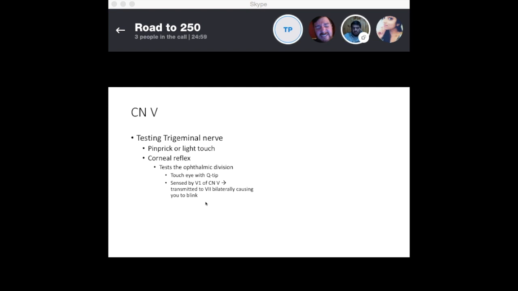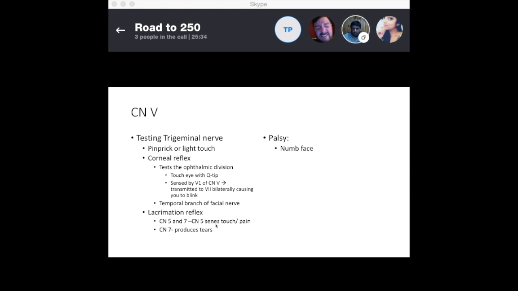You touch the eye with a Q-tip. It's sensed by one branch of cranial nerve 5, and it's transmitted to cranial nerve 7 bilaterally, causing you to blink. So keep that in mind when we talk about cranial nerve 7, and basically it's the temporal branch of the facial nerve. And it also has a lacrimation reflex, and cranial nerve 5 and 7 are also involved in that. Cranial nerve 5 just senses touch and pain, and then cranial nerve 7 produces the tears.